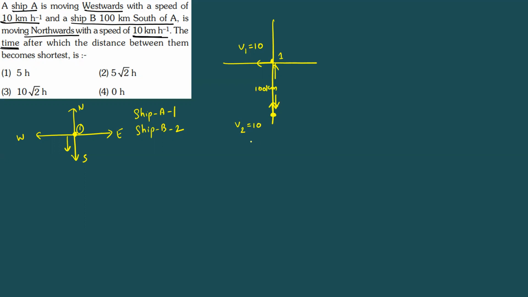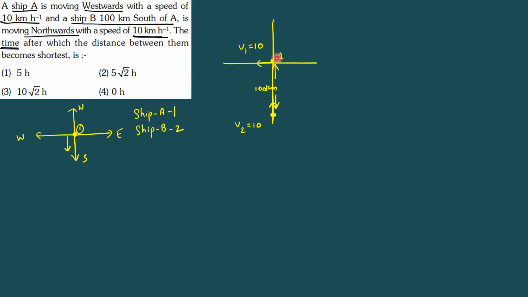The time after which the distance becomes shortest. So here we will be using the concept of relative velocity. Why do we use the concept of relative velocity in the first place? In relative velocity, we keep one body at rest, and with respect to that body we analyze how the other body is moving. Instead of applying the equations for both the bodies, we keep one body at rest, and with respect to that body we analyze how the other body is moving.